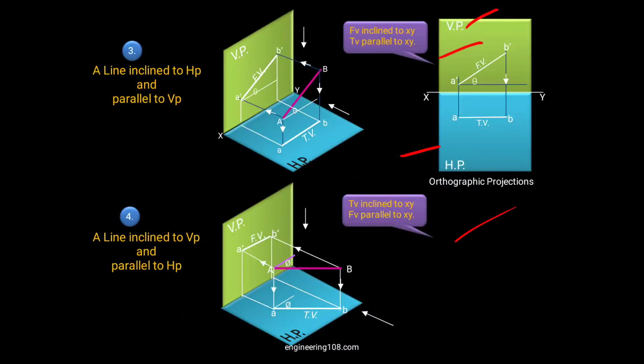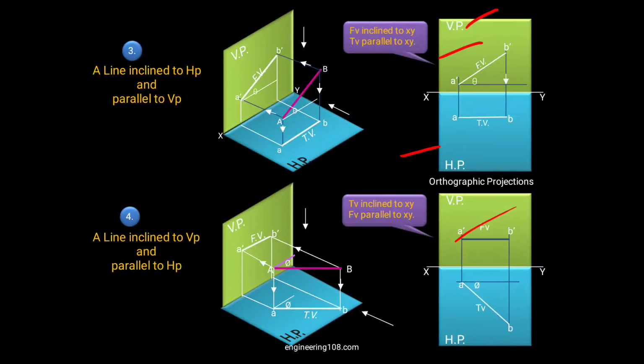What will be the orthographic pattern? Here it is. Now which procedure have we adopted? It is parallel to HP, which means we have to start here, parallel to HP and inclined to VP, so we start in the VP. Inclined to VP means an inclination of phi. A is a point in front of VP. This is the distance in front of VP from the XY line. That we will solve in the next problems.